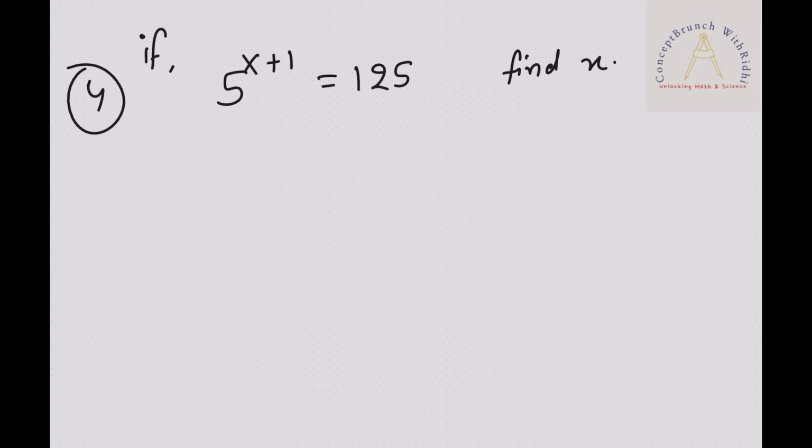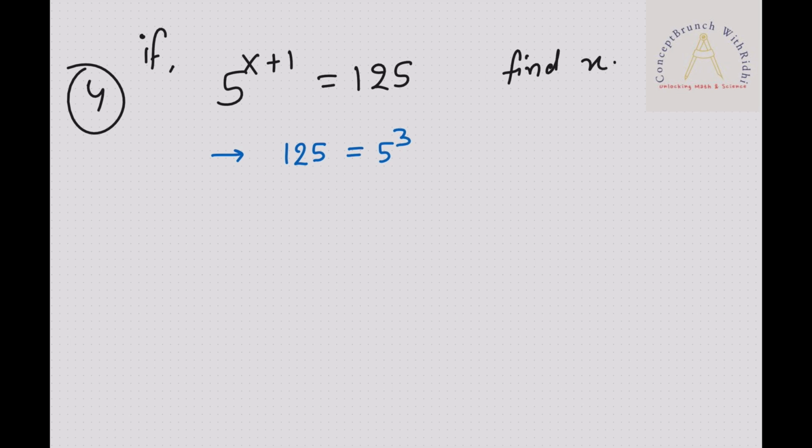Our next question is this fourth question. Here we have to express 125 as a power of 5. So the first step is to convert 125 as a power of 5, which we can write as 5 cubed.